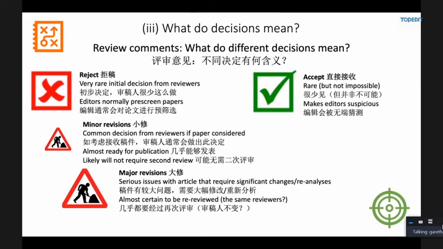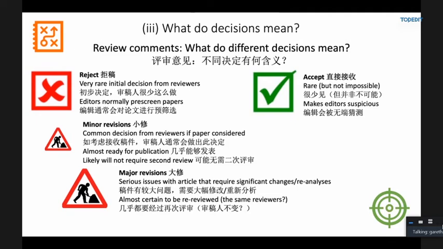Major revisions, on the other hand, mean serious issues with the article that will require significant changes, perhaps a reanalysis. If you get this decision back from a journal, and again, read the email very carefully, we can help you to interpret the emails that you get back from journals, of course.